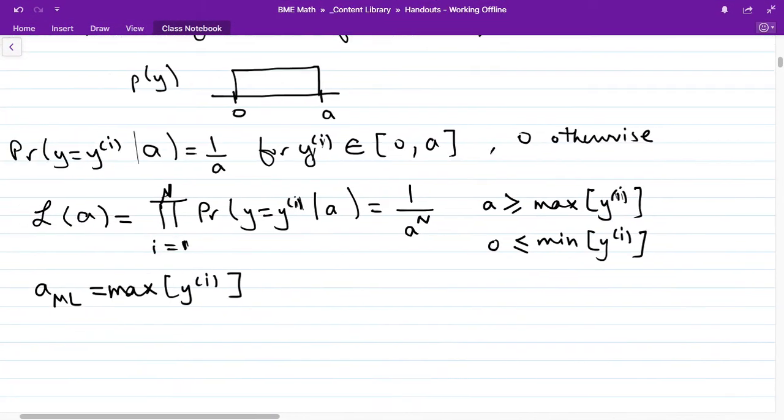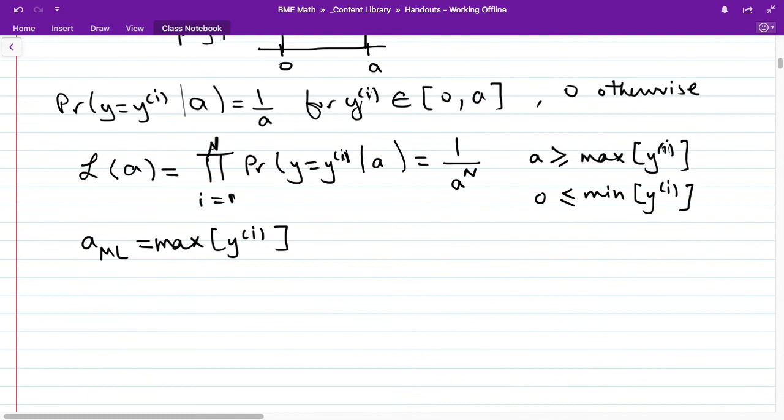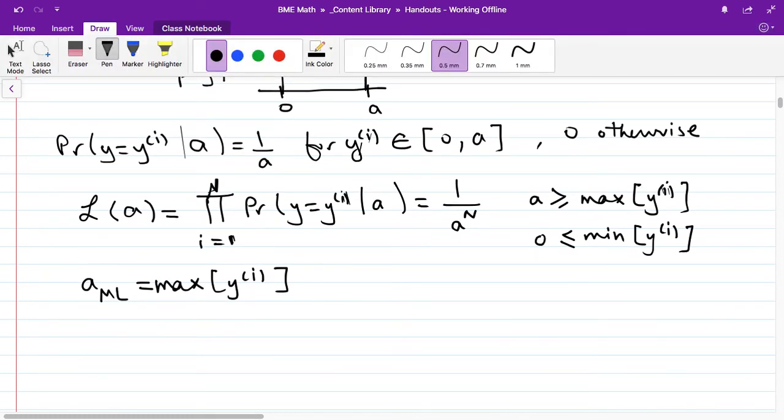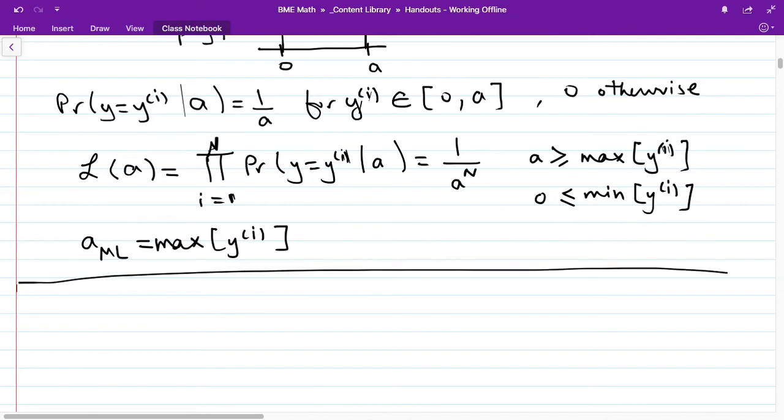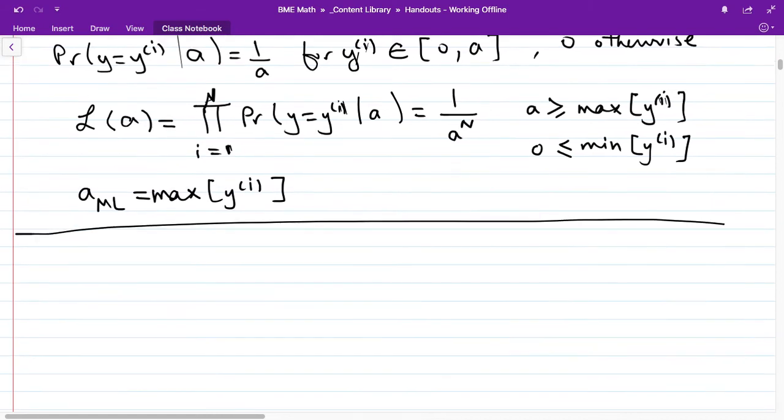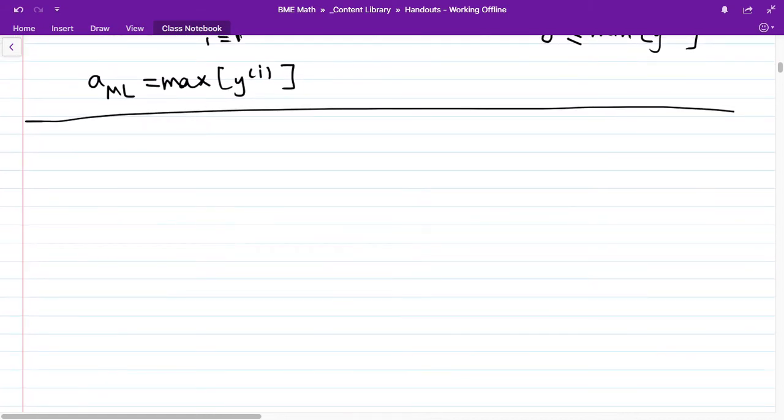Okay. Let's do another example. Let's try an exponential distribution. Suppose that my data p of y given a is distributed as follows.